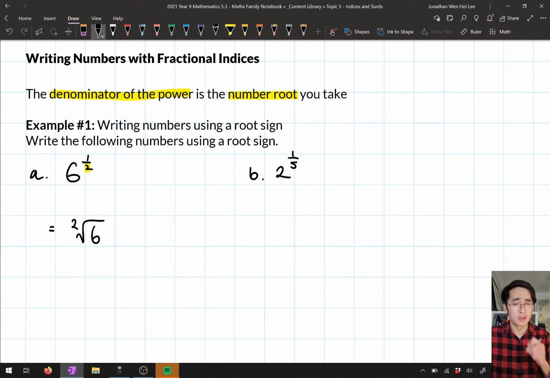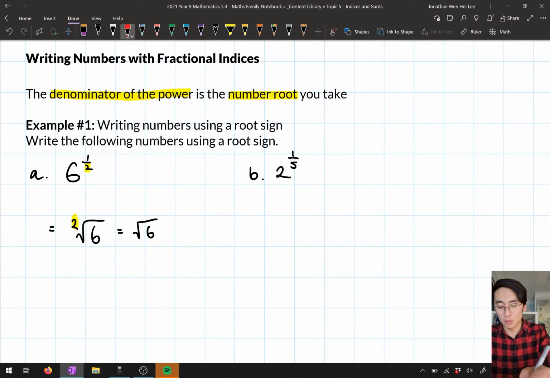Now, here is a special case. If you ever have 2 being this number, the root, we don't actually write the 2. Just like in algebra, when you see 1x, for example, we don't write 1x, we just write x. Similarly, when we deal with surds, the second root is just the square root, and so we don't bother writing this 2. So here, the final answer is just going to be square root 6.